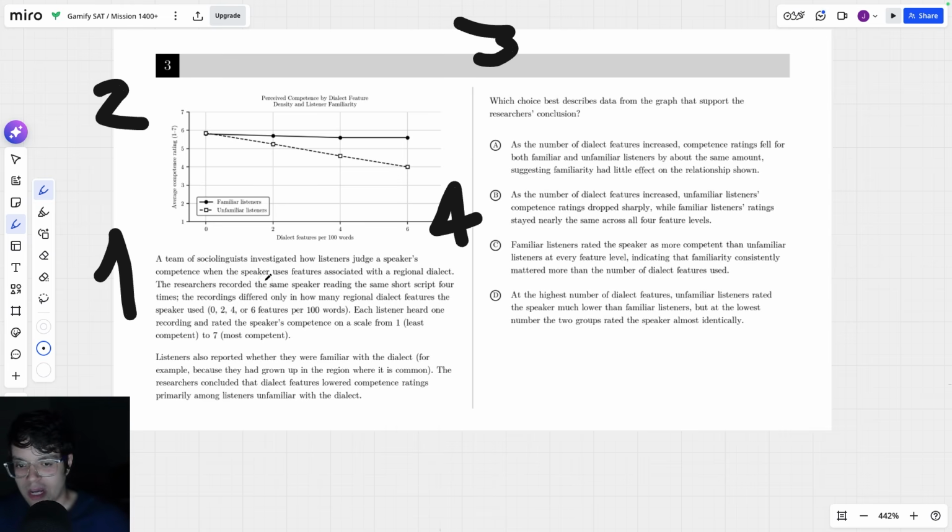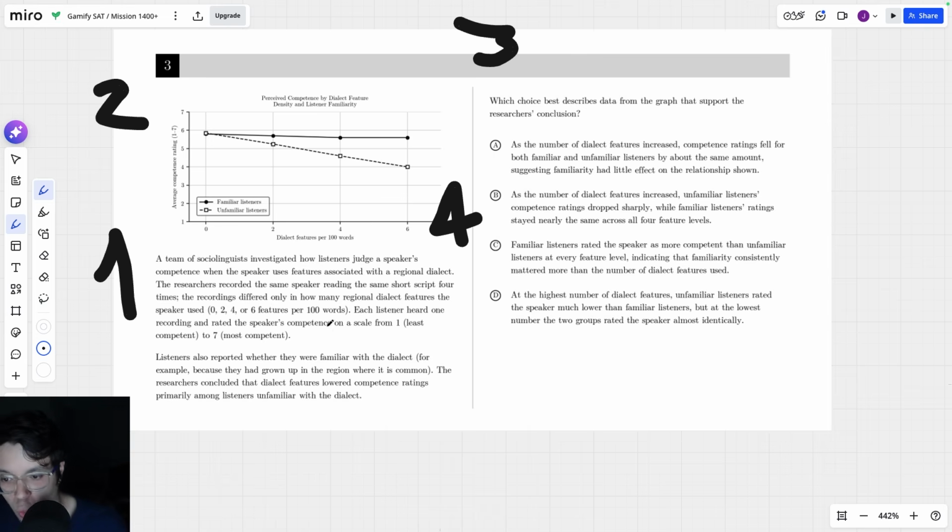So they want to analyze how competent listeners think a speaker is when they use a certain dialect, basically. The researchers recorded the same speaker reading the same short script 4 times. The recordings differed only in how many different regional dialect features the speaker used. So yeah, the only difference between how they were hearing it was how many different regional dialect words were being used.